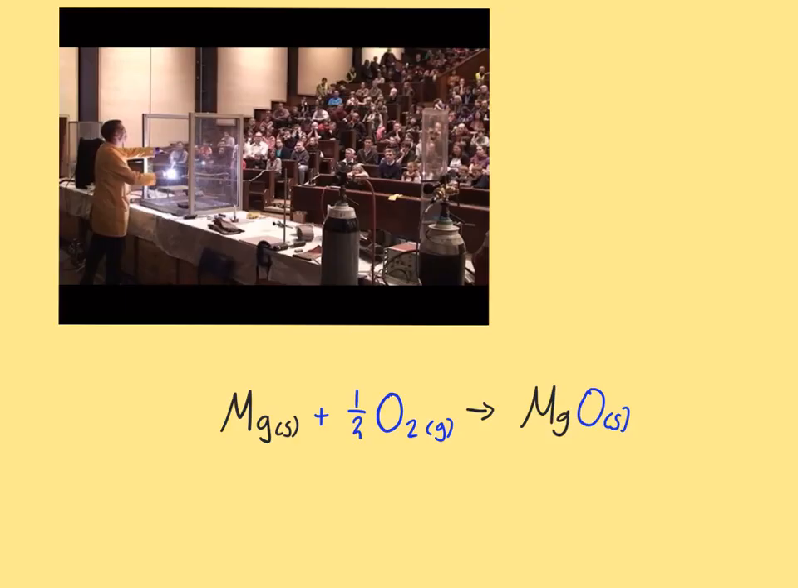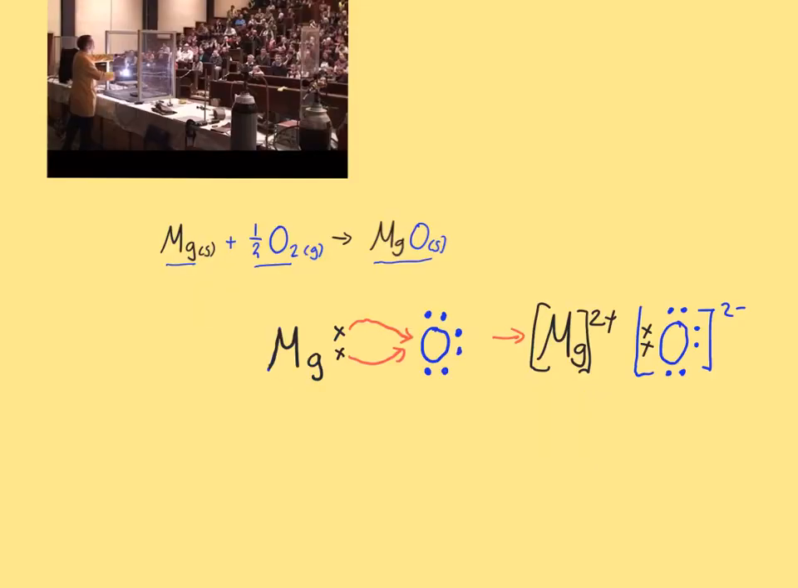From the video, you could see that magnesium, as it combined with oxygen, gave out lots of light and heat to form the white solid magnesium oxide. But let's look at what happened to the magnesium atoms and the oxygen atoms individually in terms of electrons. The magnesium transfers 2 of its electrons to the oxygen atom, forming magnesium ions and oxide ions. Electron transfer has taken place.